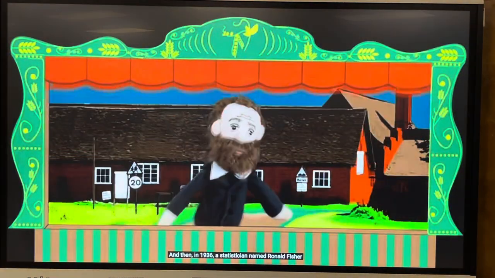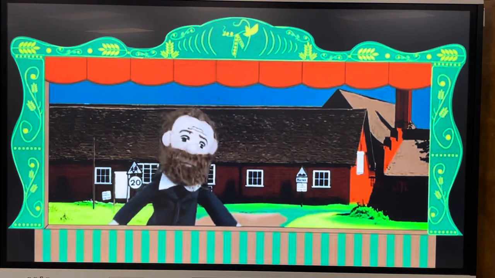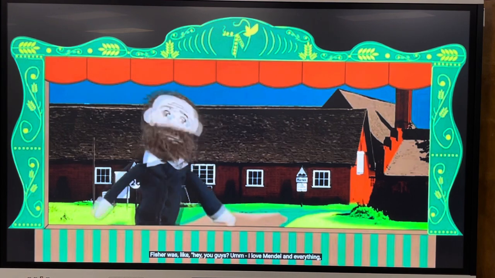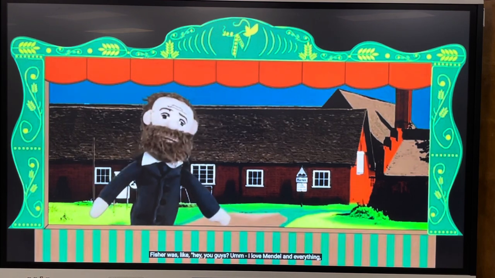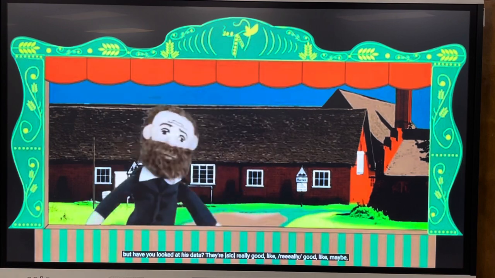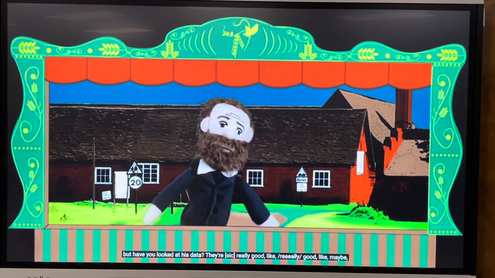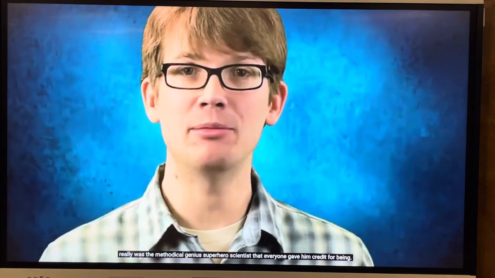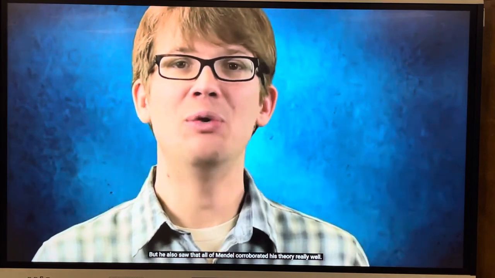And then, in 1936, this statistician named Ronald Fisher published a paper examining Mendel's data. Fisher was like, "Hey, you guys, I love Mendel and everything, but have you looked at his data? They're really good, like really good, like maybe statistically implausible." Fisher was a statistician and a geneticist and a big Mendel fan, so in his research of Mendel's paper, he admitted that in a lot of ways, Mendel really was the methodical genius superhero scientist that everyone gave him credit for being. But he also saw that all of Mendel's data corroborated his theory really well.